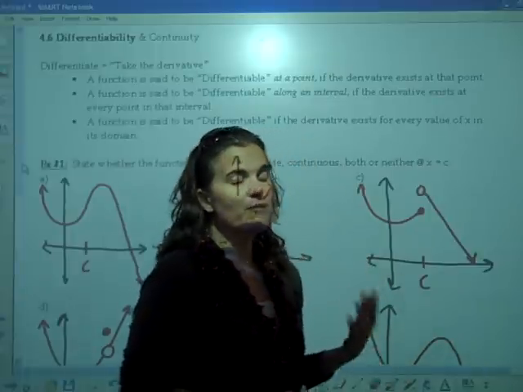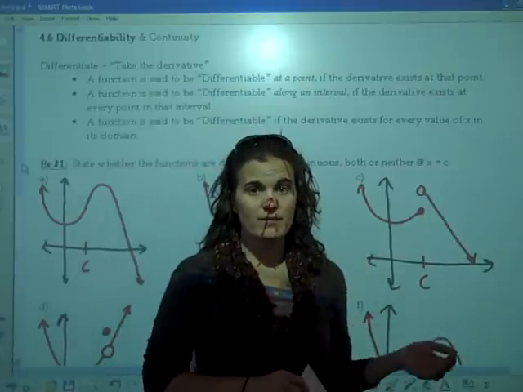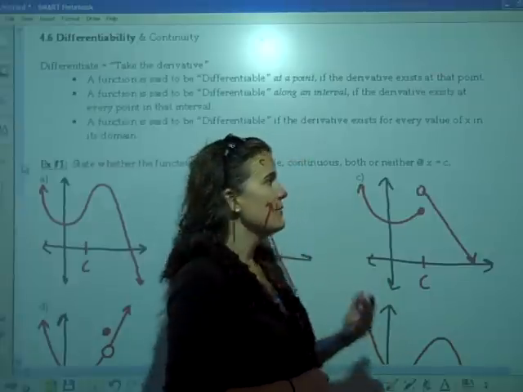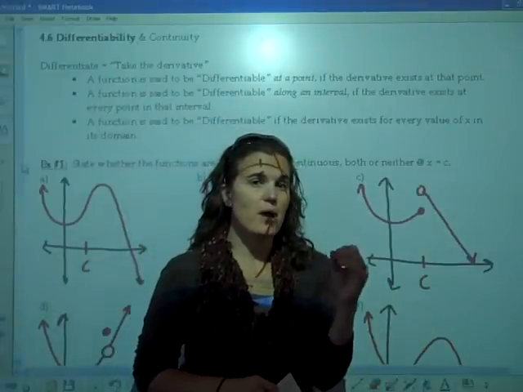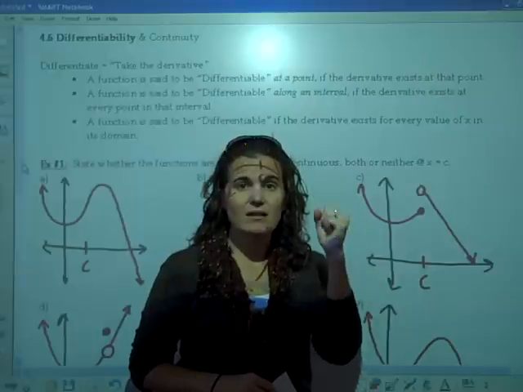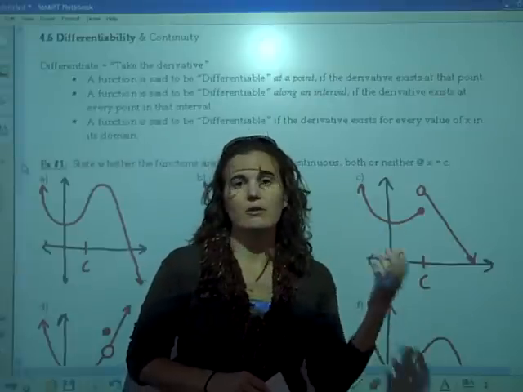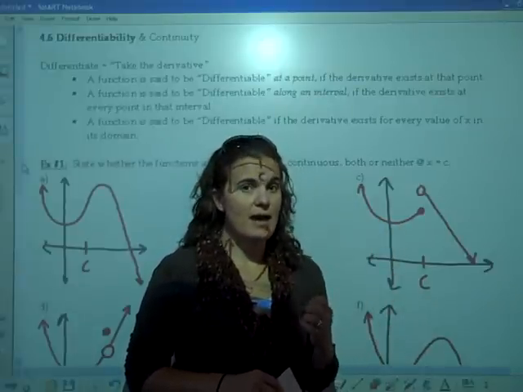Okay. So again, to differentiate just means take the derivative. And if a function is differentiable, it just means that f prime of a will exist. There will be a dot sitting somewhere along your f prime graph at a.